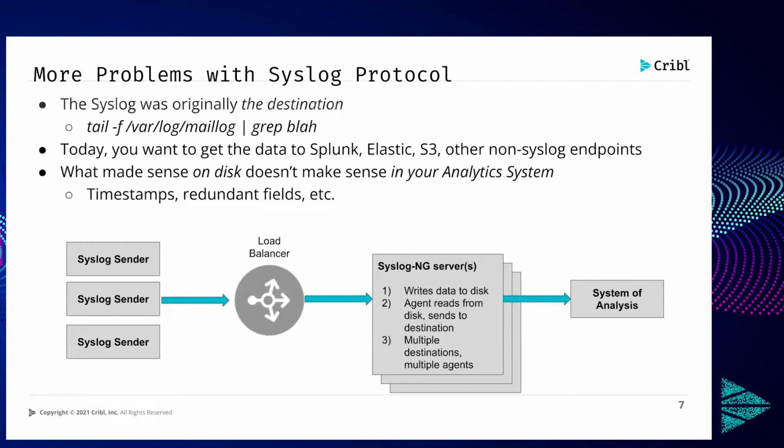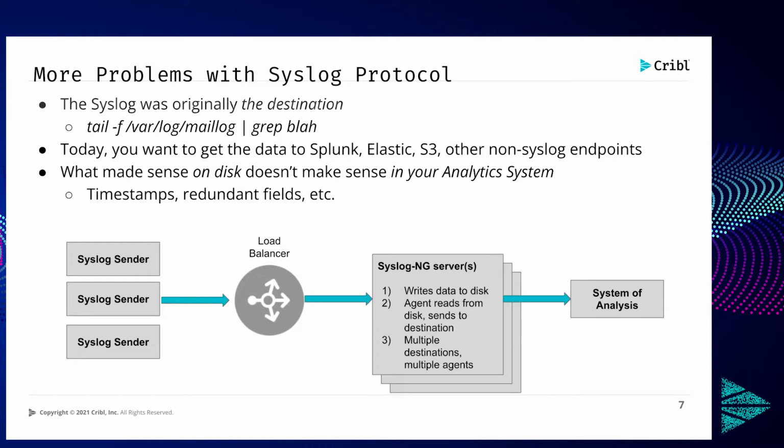The Syslog format was originally written when Syslog itself was the destination. I quite happily remember SSHing into Syslog servers and running that command there, tail -f, rlog, maillog, pipe grep, whatever. And that allowed me to then see in real time the data that's coming through from the mail server or from the web server or whatever it is. These days, though, we don't want to get that data just to disk on the Syslog server. In fact, it's almost never that that's where you want to persist that data. Instead, you want to get it to Elastic or Splunk or S3 or something else. And so what made sense on disk back then doesn't make sense going forward.